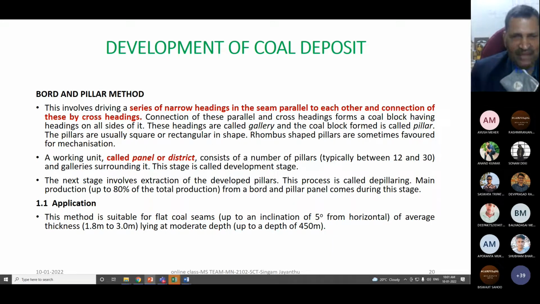You note down some of the names where at present we are doing a lot of investigations. Rhombus-shaped pillars, where they are, right? You note down KTK5 mine, Bhopalpally area, okay? KTK5. Because I will be giving you a lot of examples, you should note down especially the names of those mines whenever I give them.